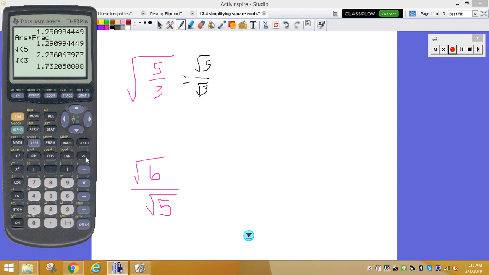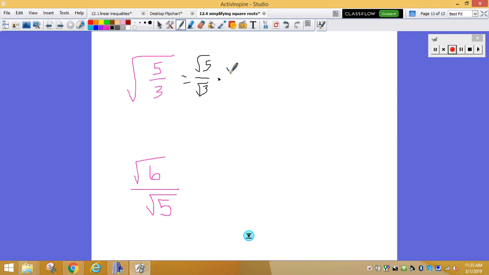So we got to get rid of this square root in the denominator. That's not allowed. So the way we do it is we're going to multiply by the square root of 3 on top and on bottom. Whatever's in your denominator, multiply by it on the top and the bottom. So on top, 5 times 3, I get 15. On the bottom, 3 times 3, I get 9.